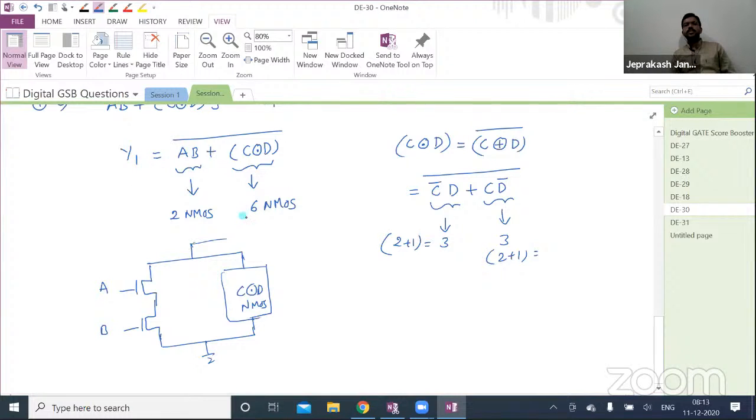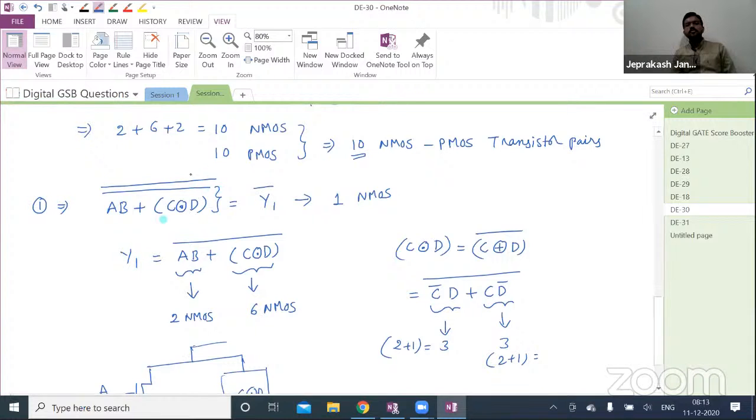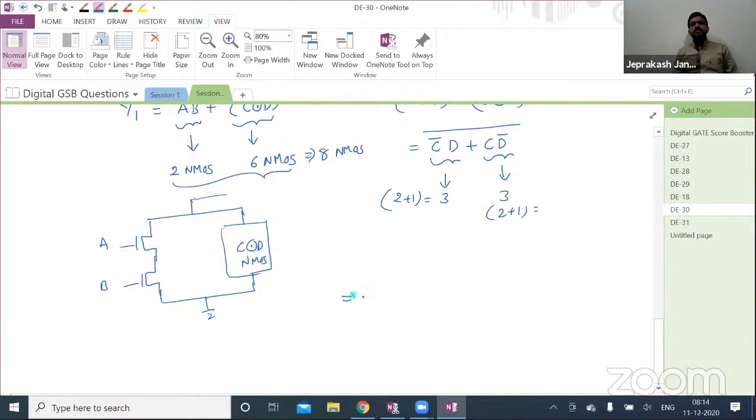Regarding the Y1 expression, we require 8 NMOS transistors. Similarly, 8 PMOS we require, right? Yes. Now just observe. The overall function is Y1 bar. For Y1 bar, you require 1 NMOS. For Y1, you require 8 NMOS. If you add these two, you will get 9, right? 9 NMOS PMOS transistor pairs we require.